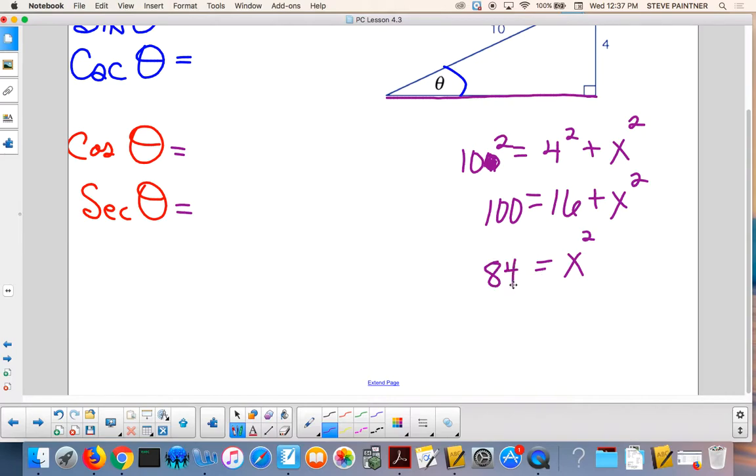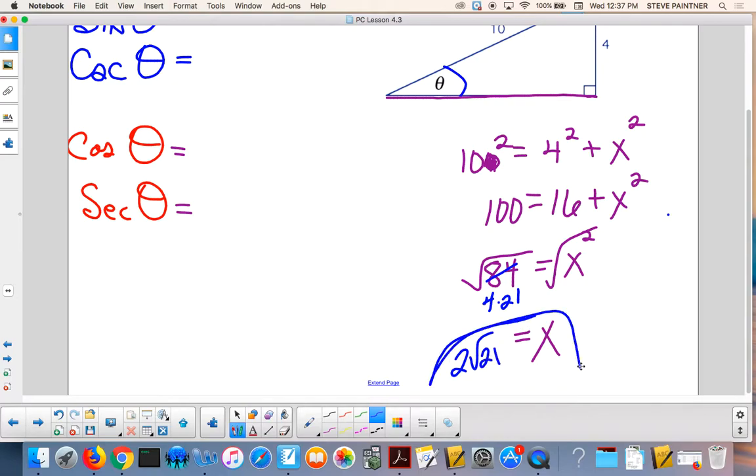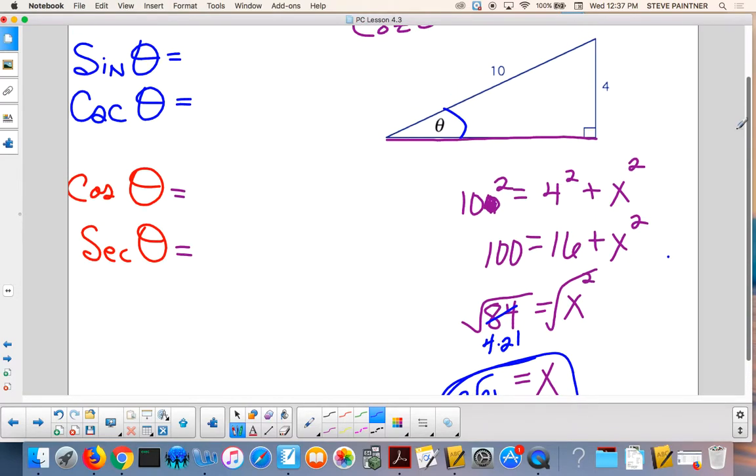You good? Square root of both sides. Is there a perfect square that goes in 84? No. 4 does. 4 goes in there what? 21 times. So the answer is? Got it. Missing side of your triangle is 2 square root of 21.